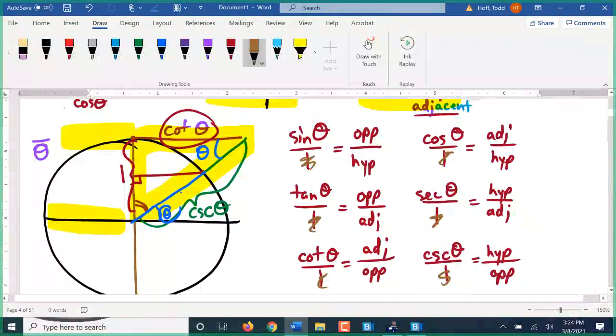Those 6 functions should be written down somewhere in your notes. Like I suggested last week, pick the back page of your notes or something where you can get to it quickly, because we will refer to those a lot.